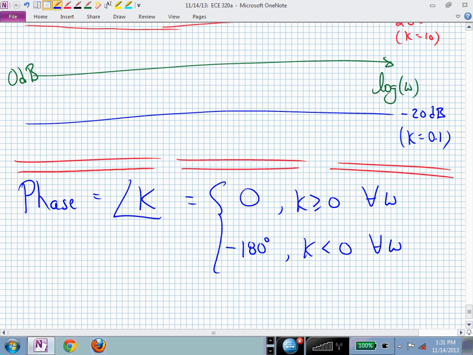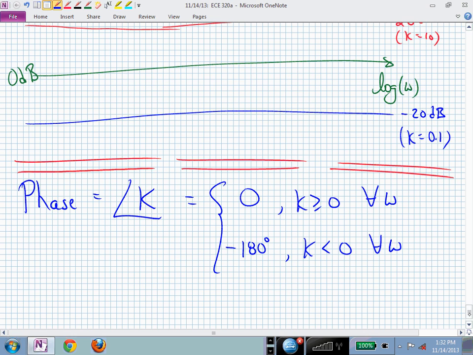And you could argue, why didn't you pick plus 180? I just like to have things in the negative because that represents a delay, which is typically what happens in most system responses, is you have a delay from input to output. But a negative 1 could be a plus 180 in terms of degrees. But I'll just by convention call it minus 180.